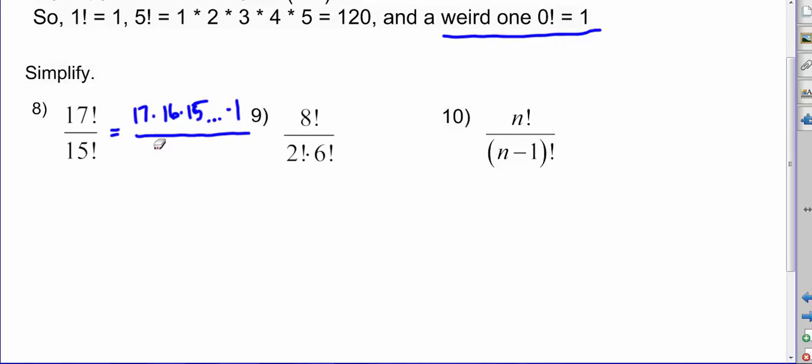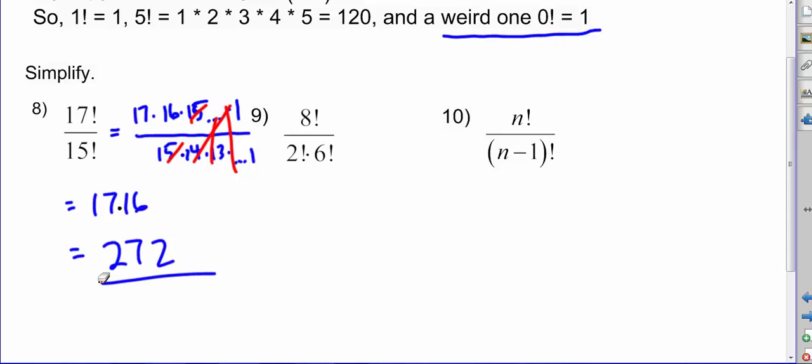15 factorial means you're taking 15 times 14 times 13 times all the way down to 1. Do you notice what happens here? 15 and 15 cancel. There's a 14 in that, there's also a 13 and there's a 1. Everything's gone except just simply 17 times 16, and I know you probably are a little uncomfortable with that multiplication, but you can handle it. 17 times 16 is 272, so we could really simplify that thing quite a lot.